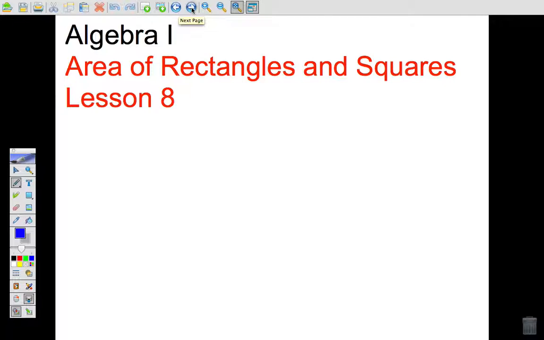First topic in lesson 8 is area of rectangles and squares. This is just an overall review of what you've had before, just to make sure you're understanding it. But it also takes it into some types of problems that are a little bit more complicated and maybe you haven't gotten in the past. So it's important that you really watch the examples and replay this if you need to.